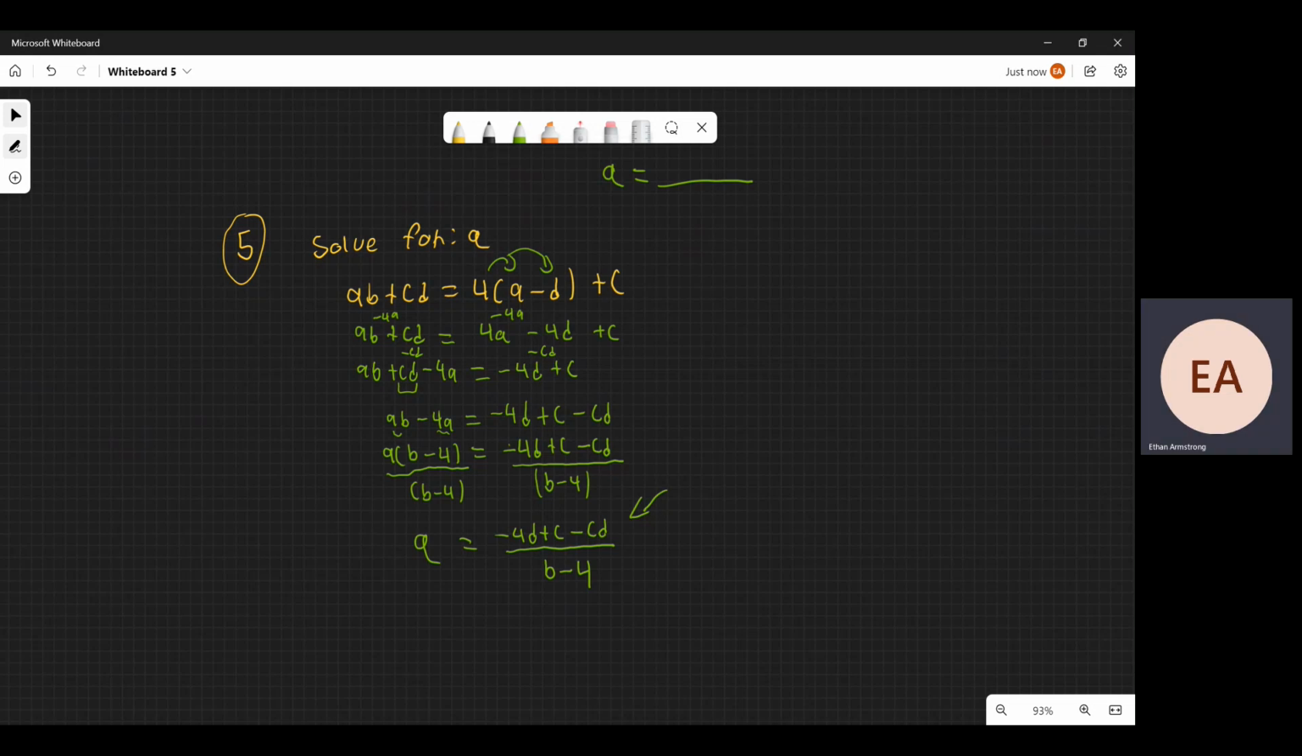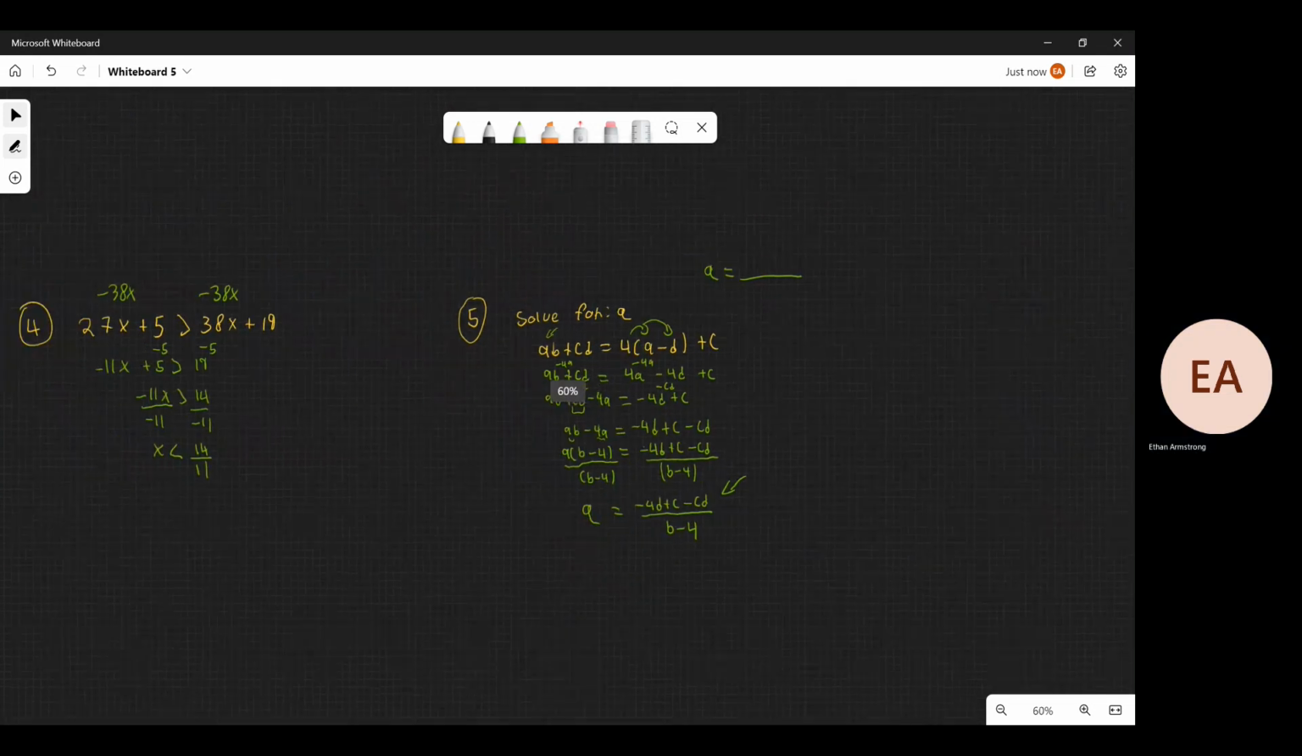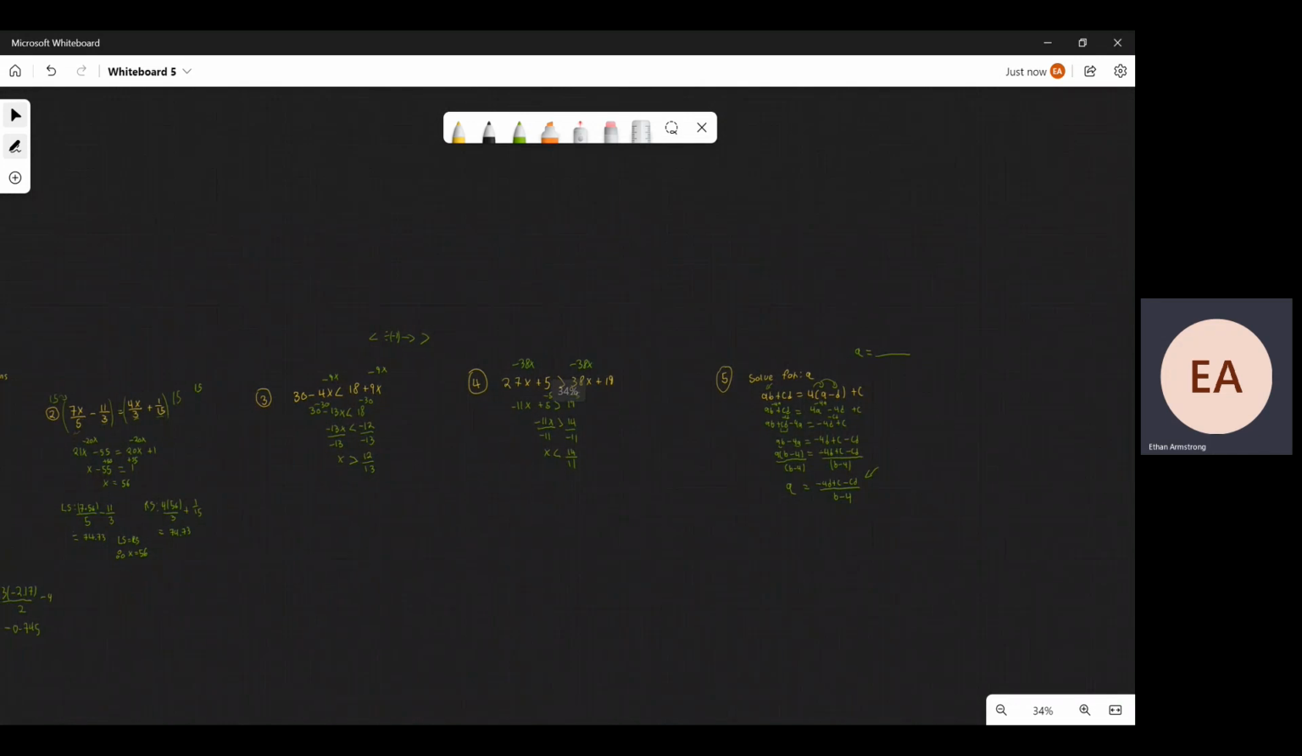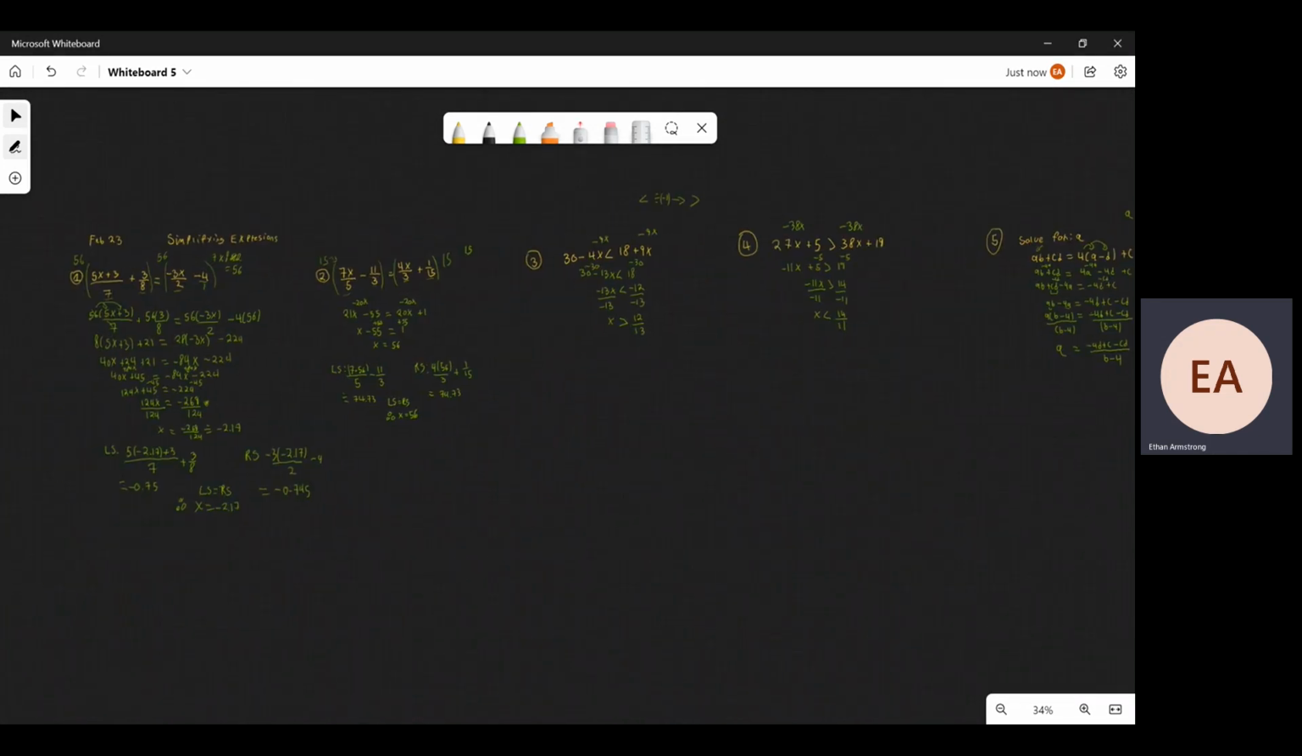If you wanted, we could do a left side equals right side test, but it would get pretty messy subbing in A equals negative 4D plus C minus CD over B minus 4 for each one of those A's, but it is possible. So yeah, that will wrap it up for today's video.